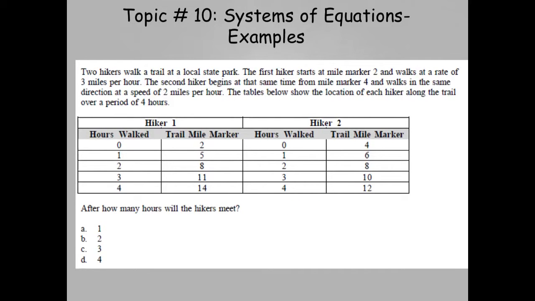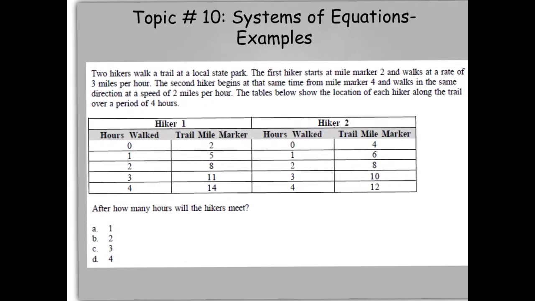Okay, so again, we're still in our systems of equations examples. The problem is: 2 hikers walk a trail at a local state park. The first hiker starts at mile marker 2 and walks at a rate of 3 miles per hour. The second hiker begins at the same time from mile marker 4 and walks in the same direction at a speed of 2 miles an hour. The tables below show the location of each hiker along the trail over a period of 4 hours. After how many hours will the hikers meet?